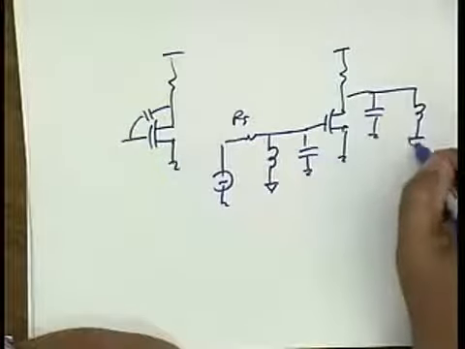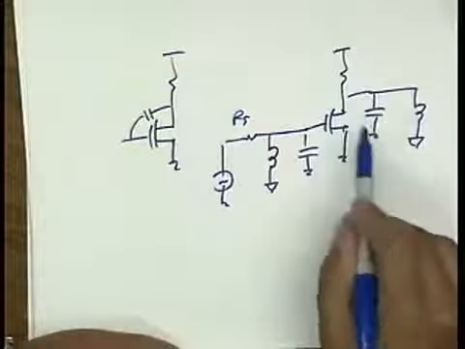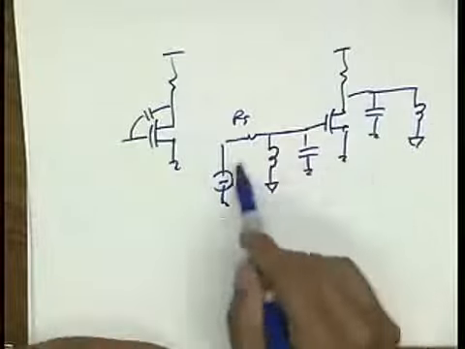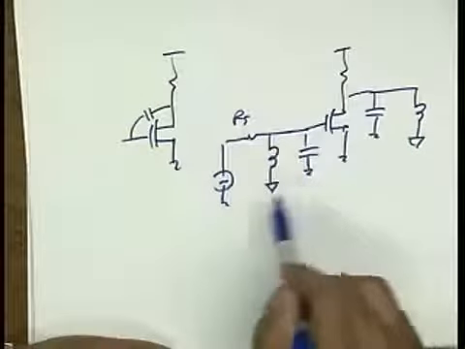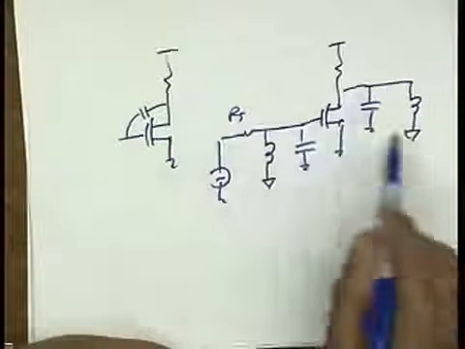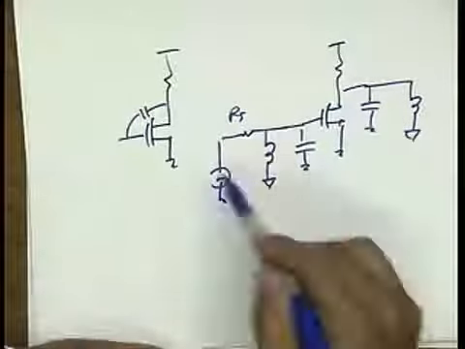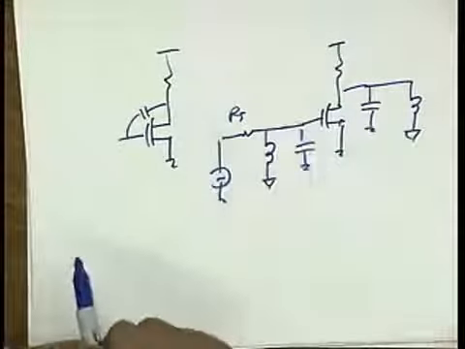Likewise, we could do the same thing at the output. We could just put an inductor here to tune out this capacitance. Now, the input network looks like a parallel RLC circuit, and so does the output network. And so what are the properties of these kinds of amplifiers?